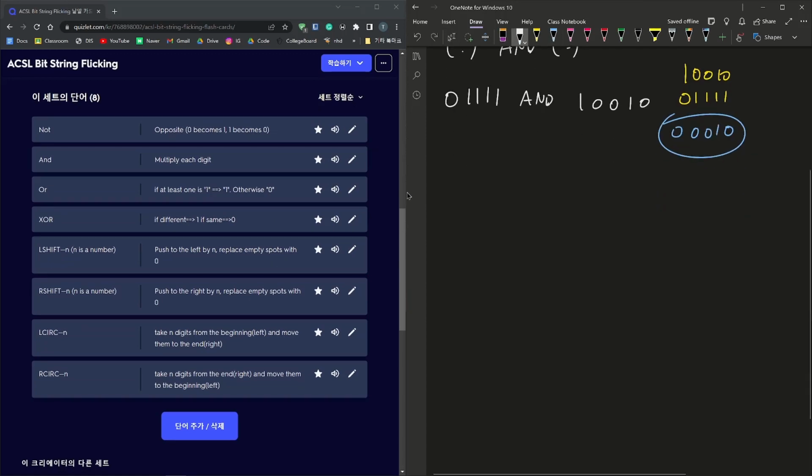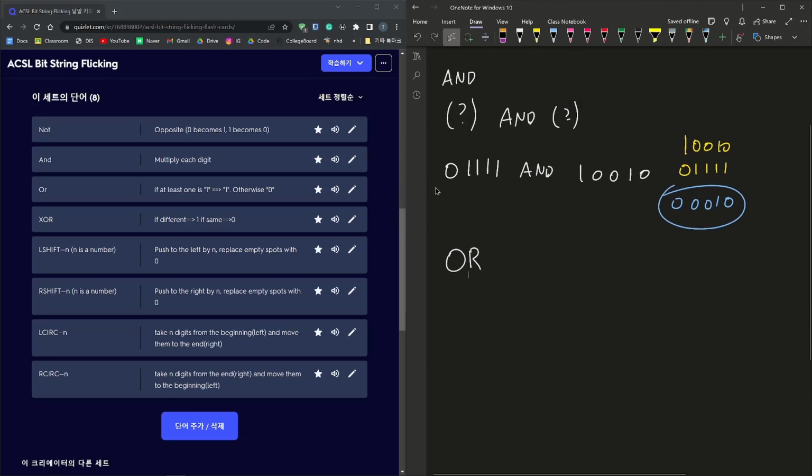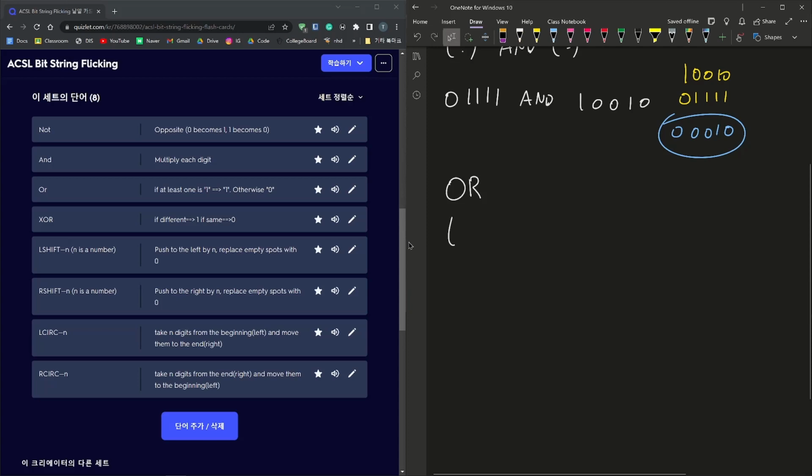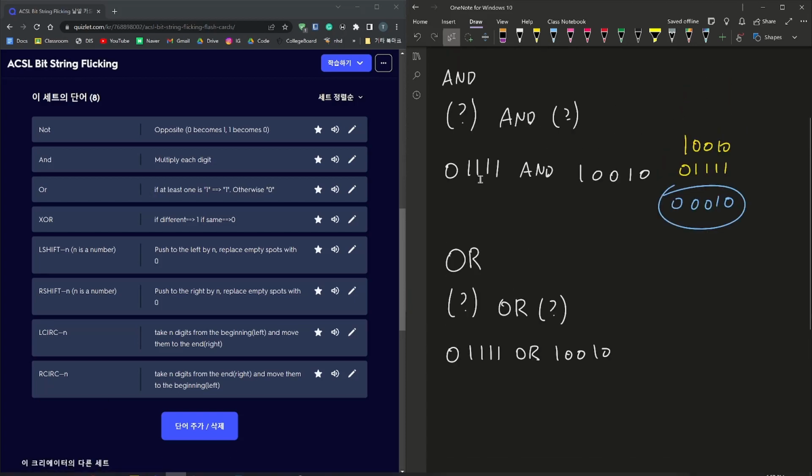Okay, OR is kind of similar to AND. It's going to give you some kind of number OR some kind of number. So again, let's have the same example, 0 1 1 1 1 OR 1 0 0 1 0. This time, let's look at the definition. If at least one is 1, then it's 1, otherwise 0. That's kind of a tongue twister, but essentially the same thing as AND.